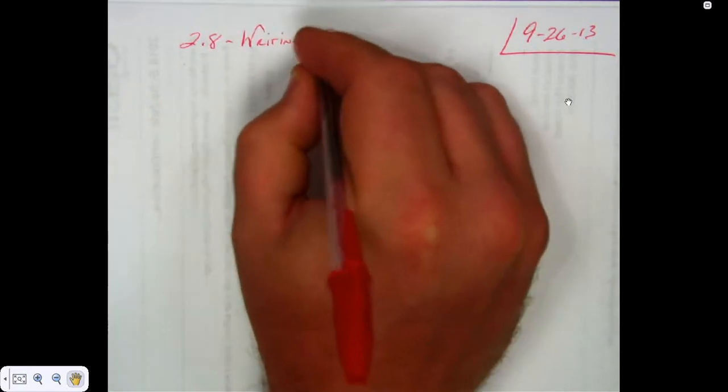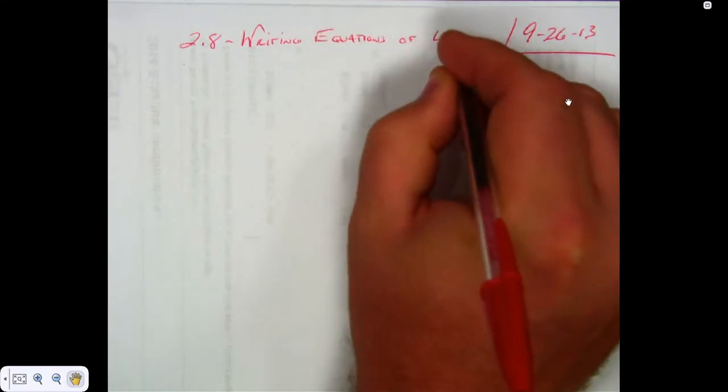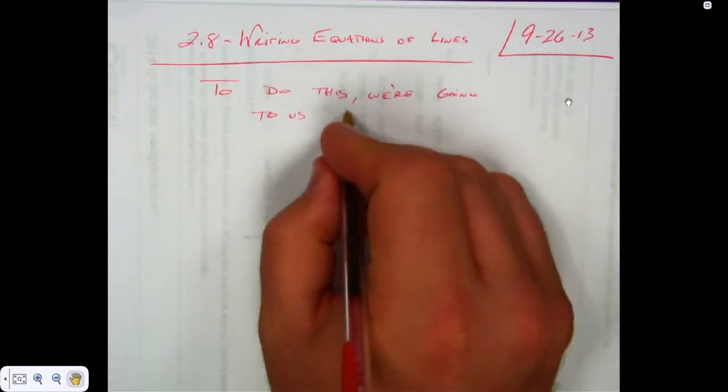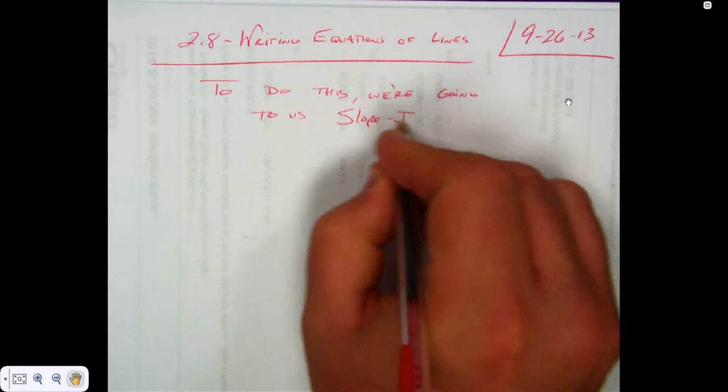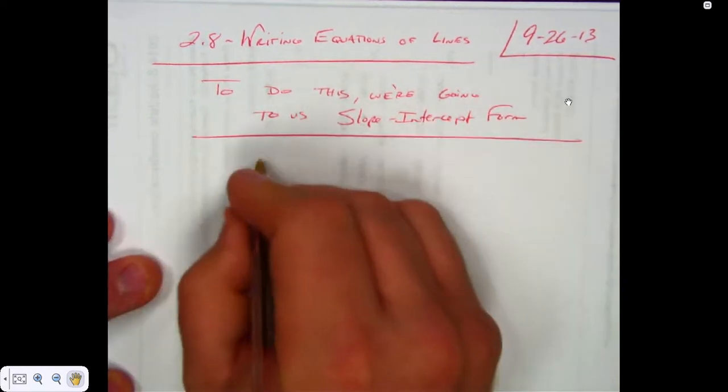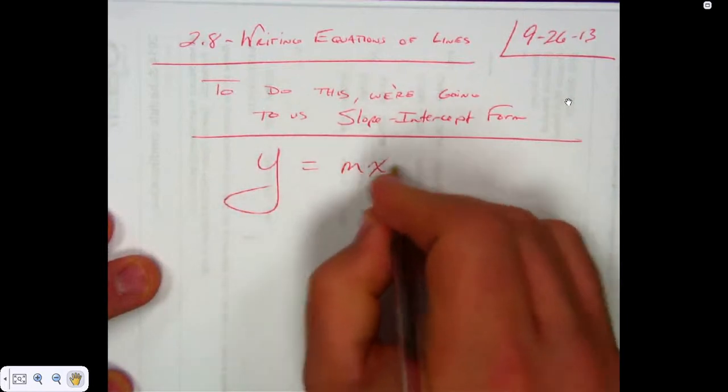Writing equations of lines. What we're going to use to do this is slope-intercept form, which is y is equal to mx plus b.